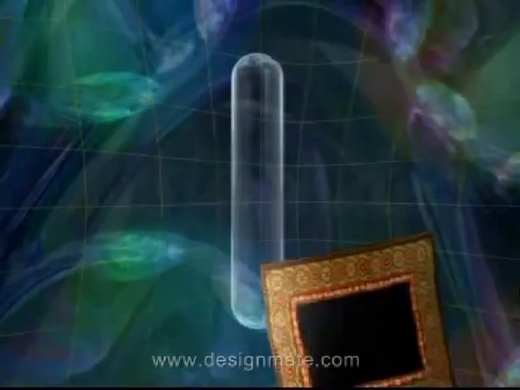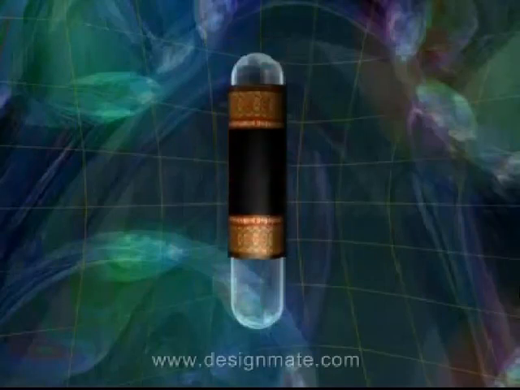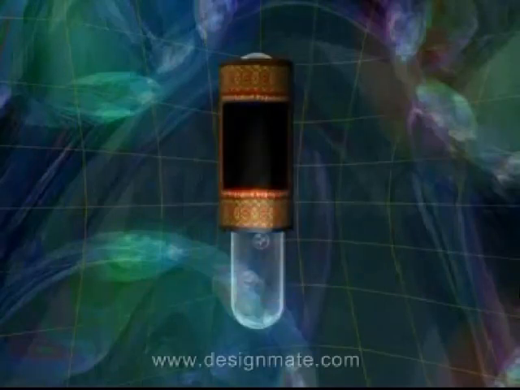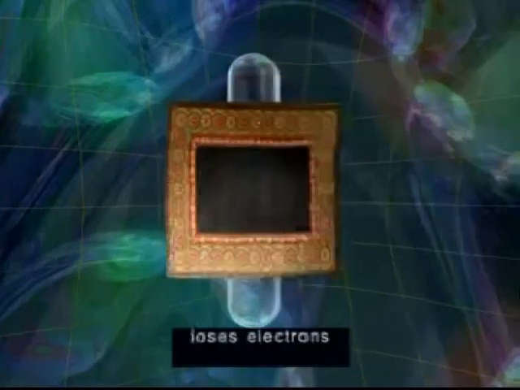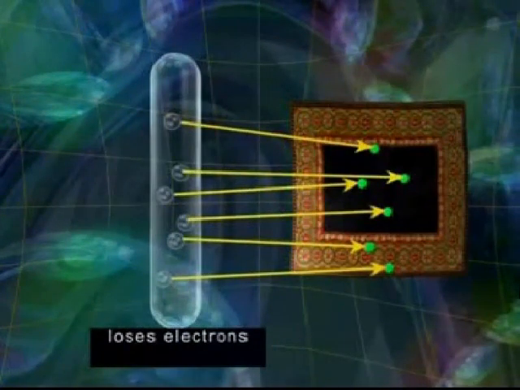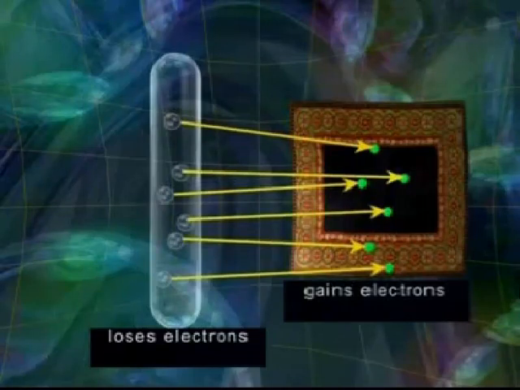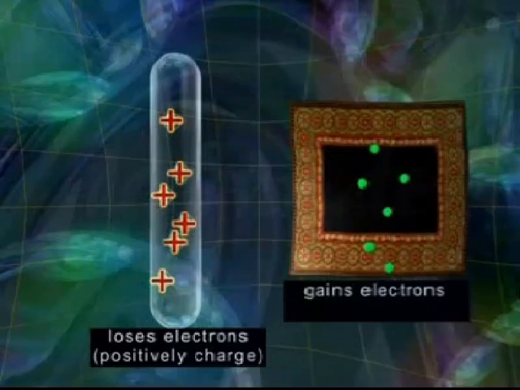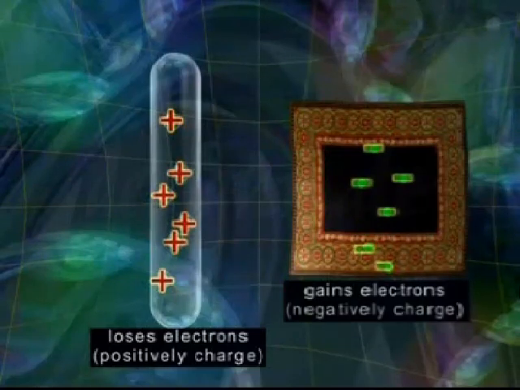1. When a glass rod is rubbed with a piece of silk, the glass rod loses electrons and the piece of silk gains these electrons. So, the glass rod becomes positively charged due to the loss of electrons, and the piece of silk becomes negatively charged due to the gain of electrons.